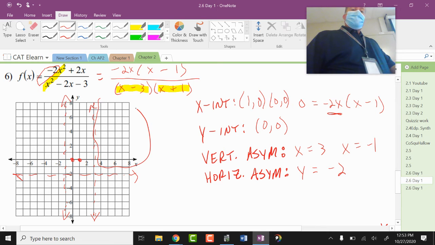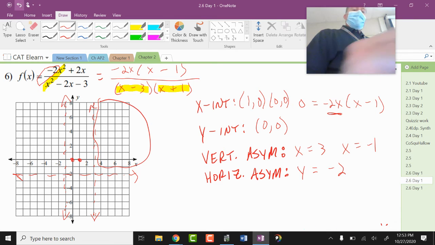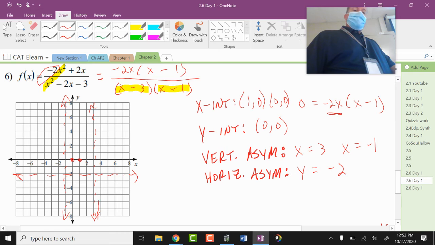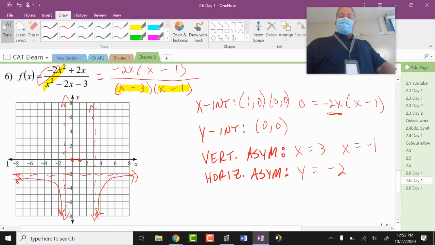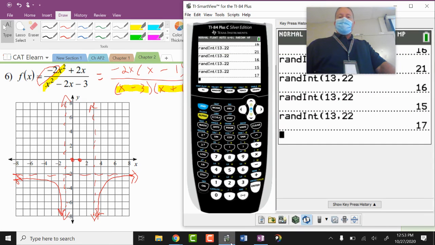Notice there's no X intercepts over here. So I guarantee you that the graph is down here. If there's no X intercepts, it would have to be below that horizontal asymptote. Same thing on this side. There are no X intercepts over here. So I guarantee we're going to have that. Now in the middle, I don't know, a whole bunch of stuff could happen. It could be going down or up. It doesn't really show me that.